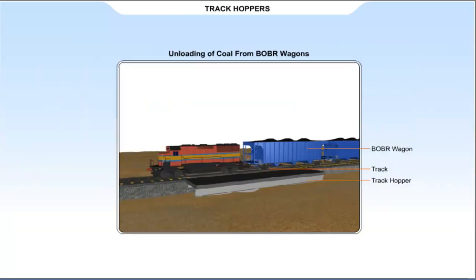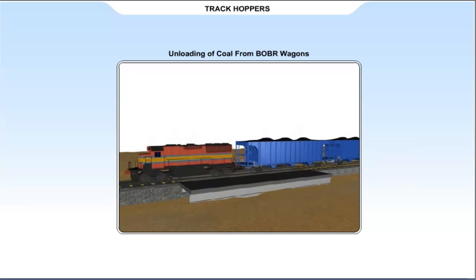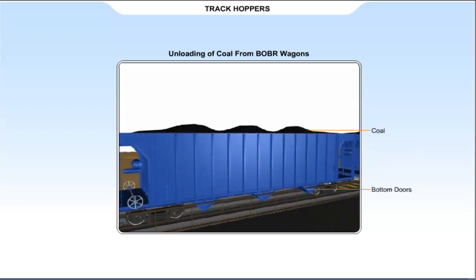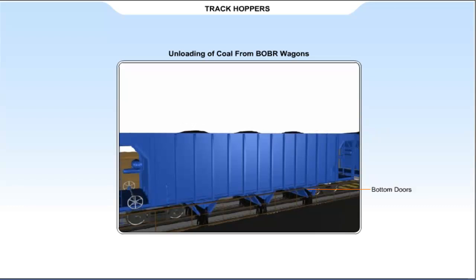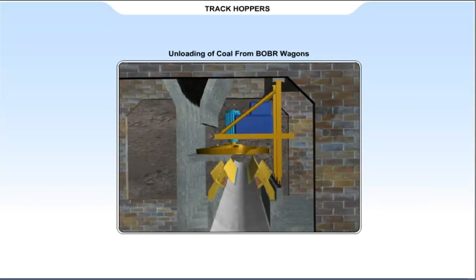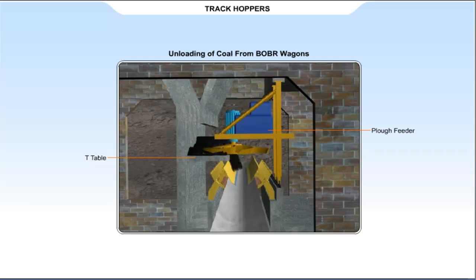Now let us see the unloading of coal from BOBR wagons in track hopper. First, the coal wagon has to be placed on the hopper. After placing the wagons on the hopper, electrical pulse is given to the pneumatic device for opening the bottom doors. Immediately, coal is emptied on track hopper. This coal falls on a T-table over which a plough feeder rotates and feeds the coal to a moving conveyor.